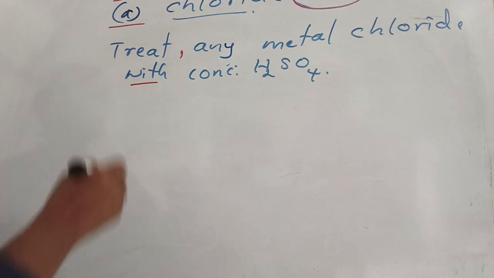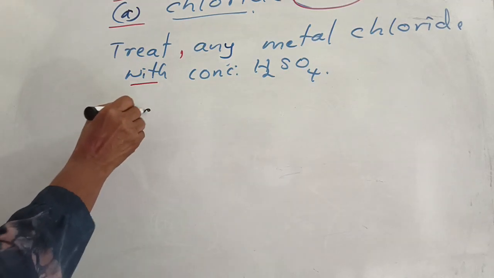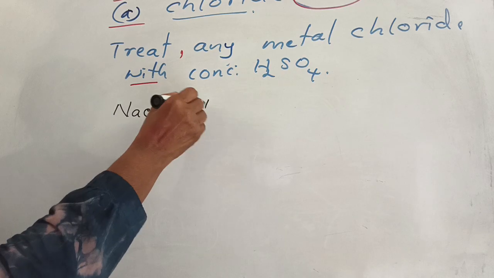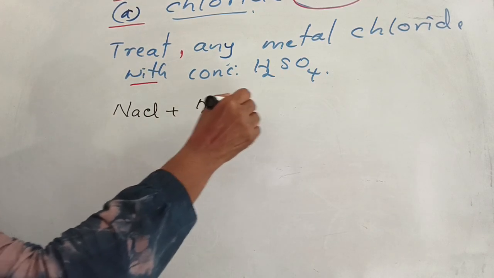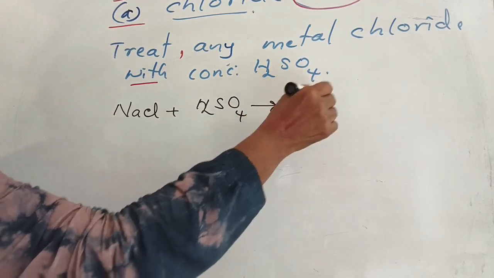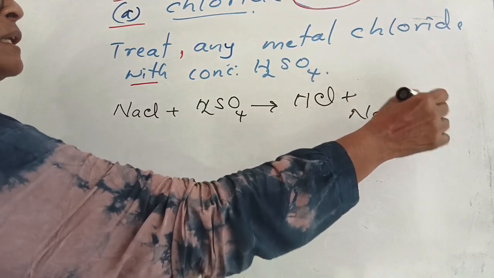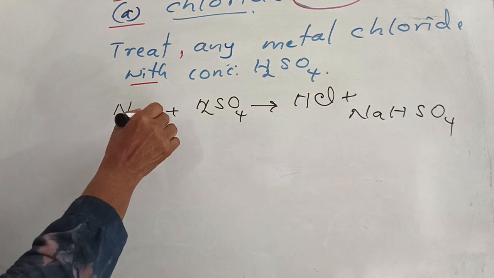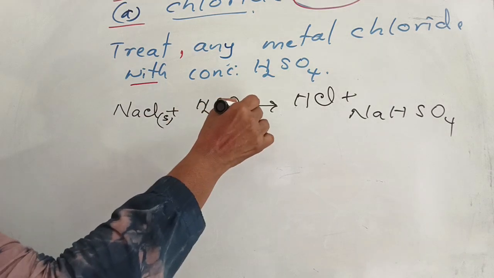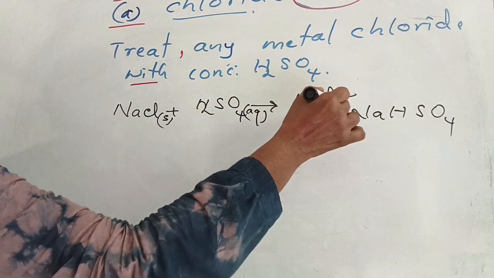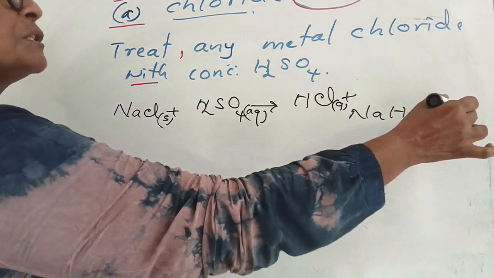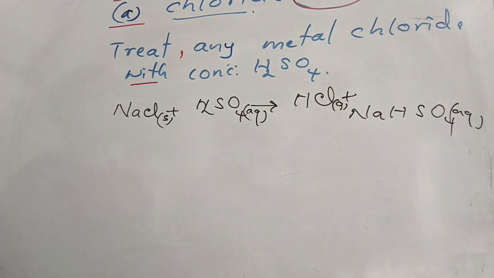I take an example such as sodium chloride. This is treated with sulfuric acid. The two products produced are hydrogen chloride plus sodium hydrogen sulfate. So solid sodium chloride reacts with aqueous sulfuric acid, and gaseous hydrogen chloride as well as sodium hydrogen sulfate are produced.